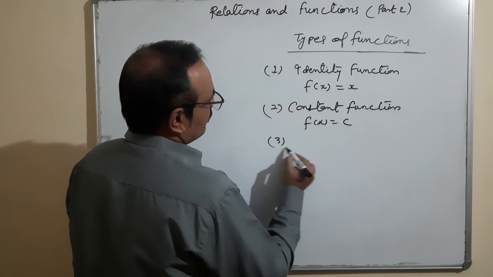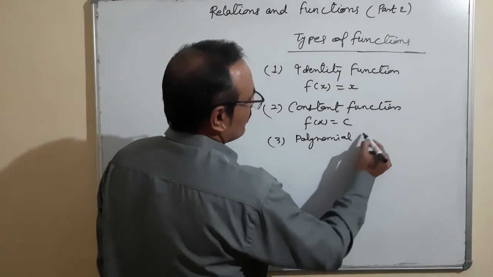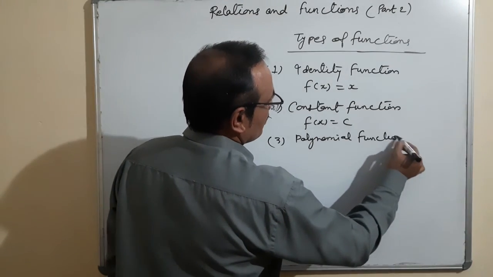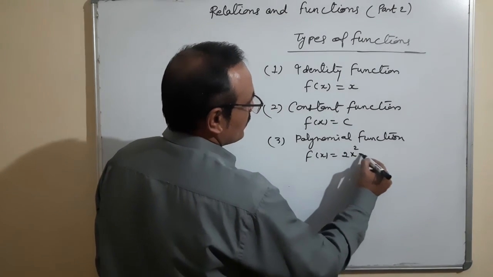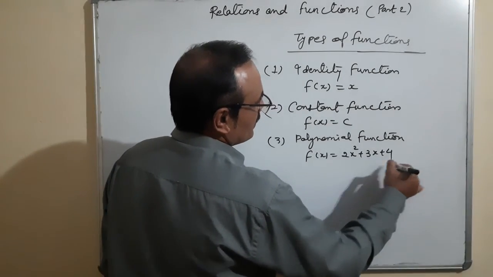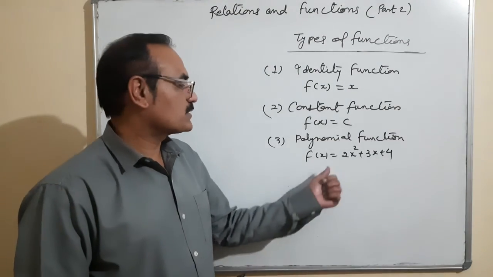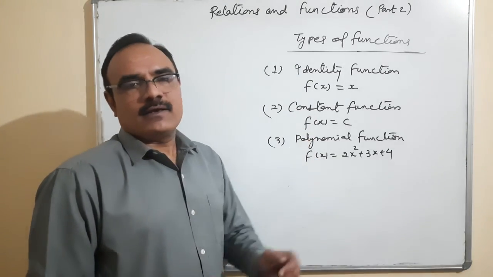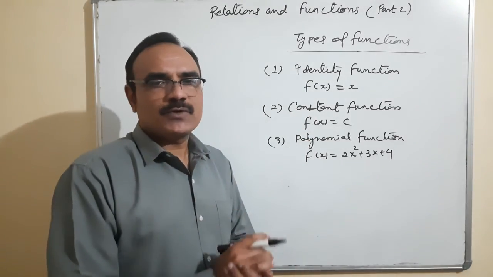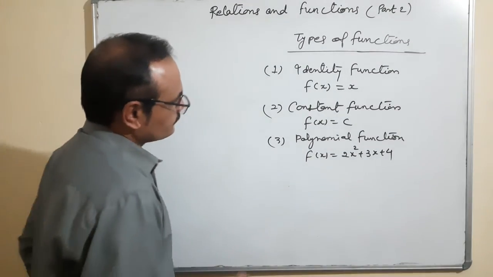Number 3, polynomial function. Like f(x) = 2x² + 3x + 4, it's a type of polynomial function. Again, you can make it: in place of x, you put values, get the value of y in a table, and by joining these points, you will get the function. It's called a polynomial function.